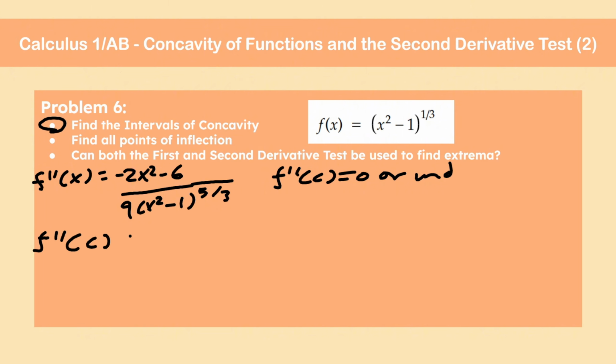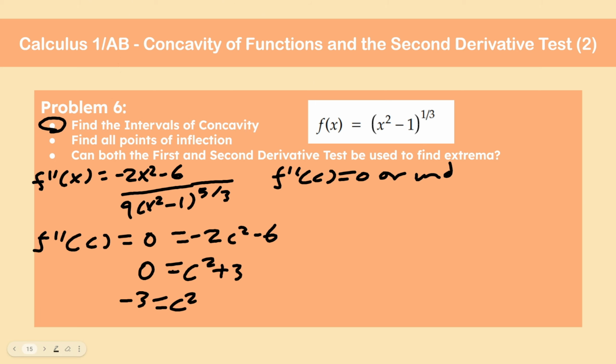So when f''(c) is equal to 0, that's when negative 2c² minus 6 is equal to 0. So I'm going to divide both sides by negative 2. So now we have 0 is equal to c² plus 3. And I'm going to subtract 3 from both sides. And now we have that negative 3 is equal to c². But the issue here is that this is not going to be a real answer. We're going to have the square root of negative 3, which is not real, which means that there is no c where the second derivative is equal to 0.